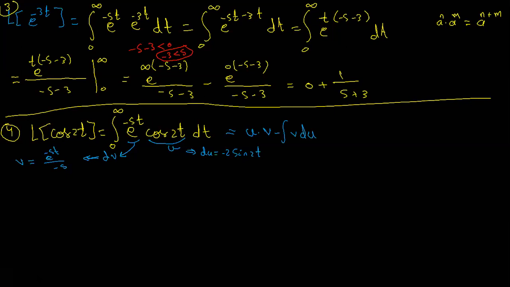I'm going to use the yellow. I'm sorry. So this equals my u, which is cosine 2t, times my v, which is e to the negative st divided by negative s. Don't forget the limits from 0 to infinity, minus the integral from 0 to infinity of v, which is e to the negative st divided by negative s, times my du, which is negative 2 sine 2t, all dt.